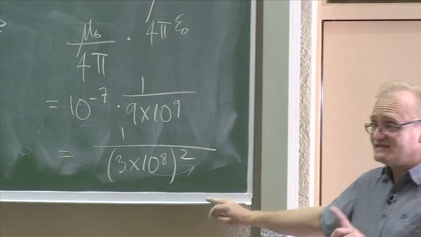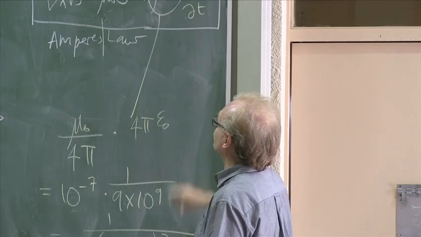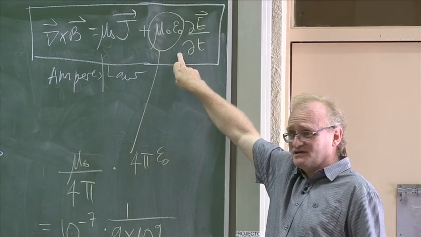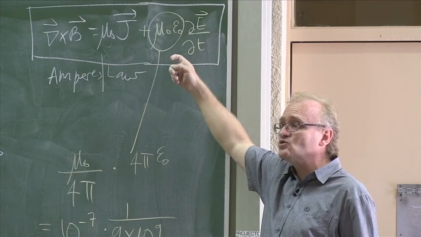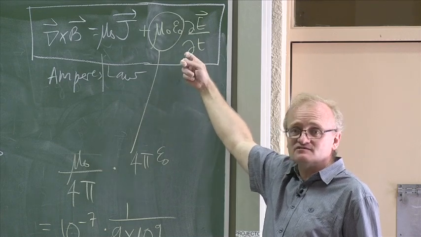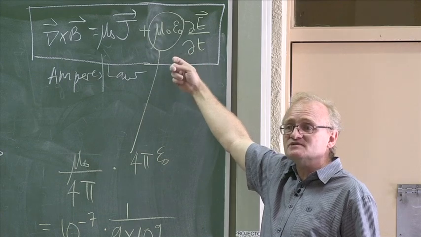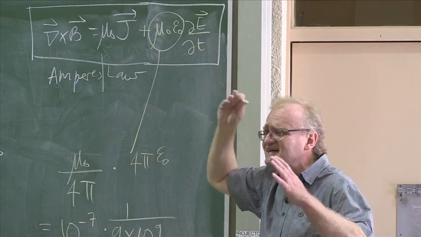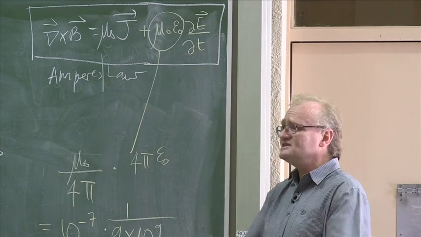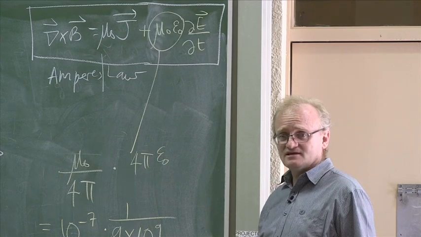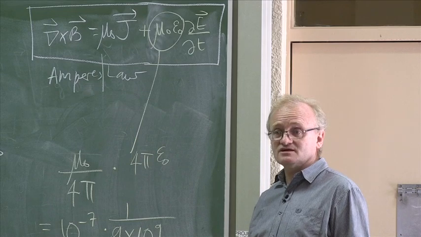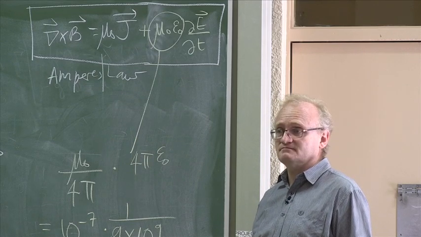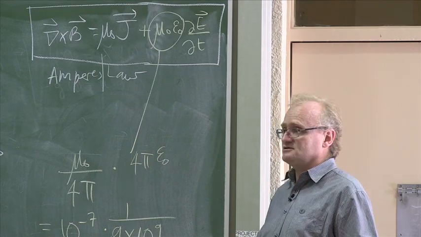So can you guys see this term is minute? Its coefficient is 1 over the speed of light squared. Of course no one had seen that in experiments so far. This extra term that Maxwell added was a tiny little term. You couldn't even detect it in experiment. Why did Maxwell add it? He knew that there was a problem with the equations before he added them. That was his only motivation.